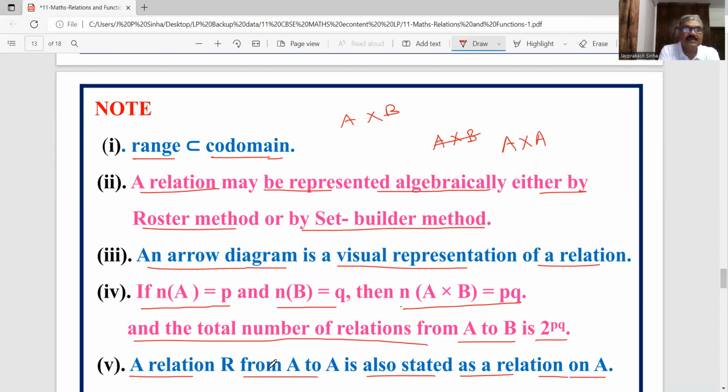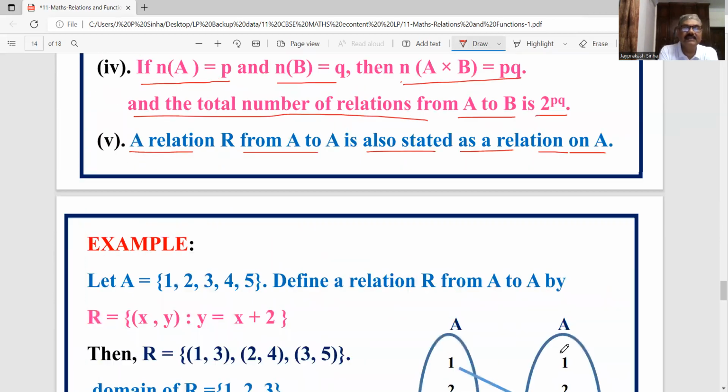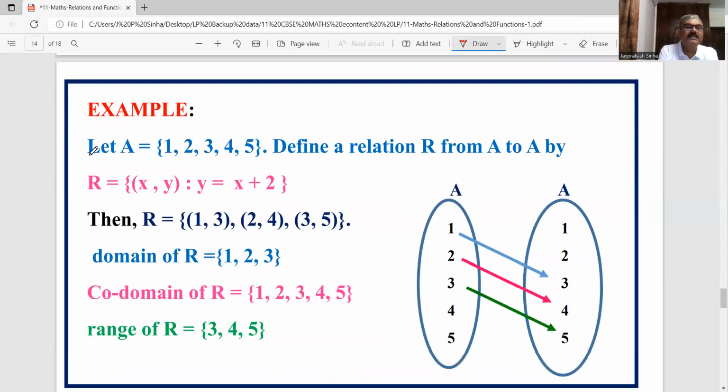Correct? So a relation R from A to A is also stated as a relation on A. So this will be called the relation on A. Now there is an example. Let A is equal to 1, 2, 3, 4, 5.